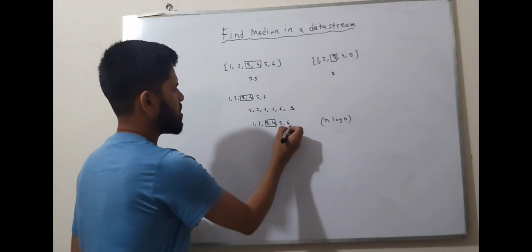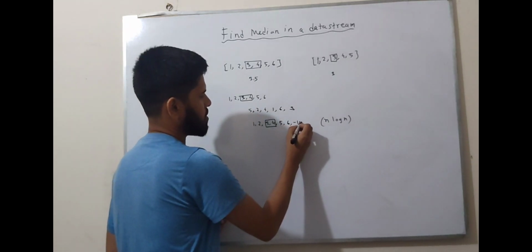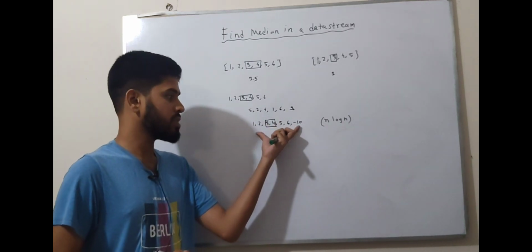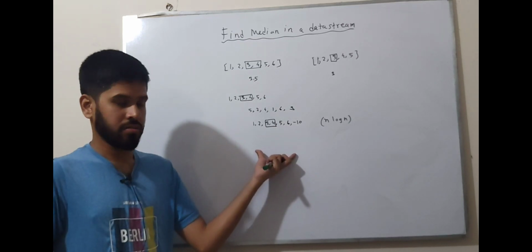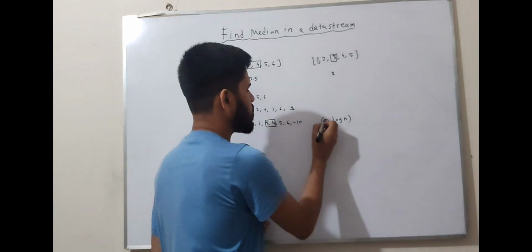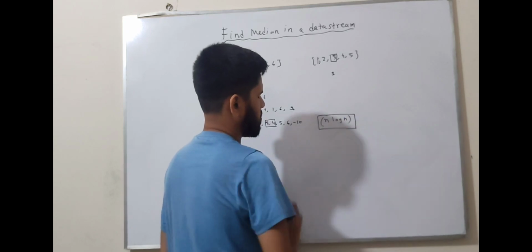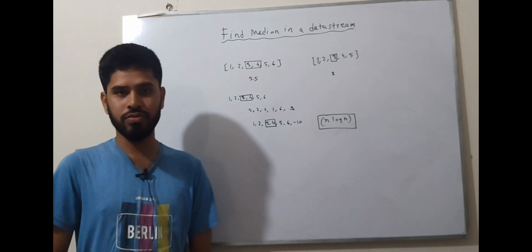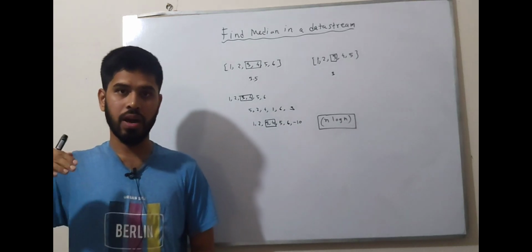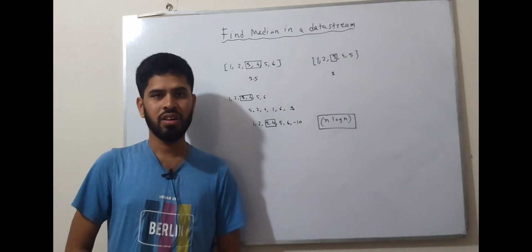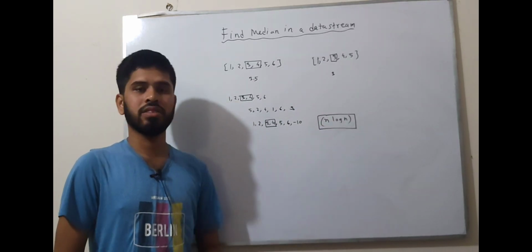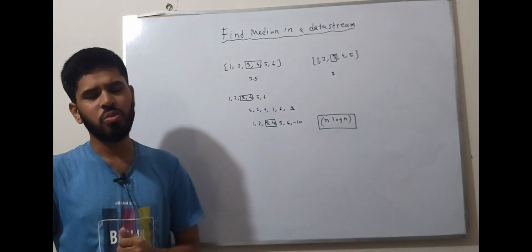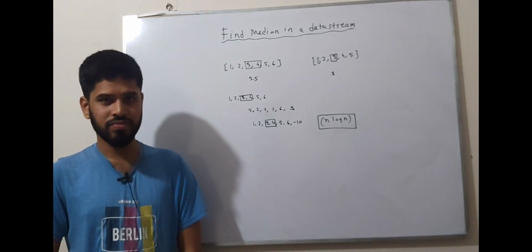If we add one more element here, let's assume we added minus 10. Now in order to find the median in this stream, we have to first sort it. So the sorting operation will take time complexity of n log n. Is this an efficient solution? If we have millions of median find operations after adding some number of elements, we'll always have n log n time complexity. That is not good. So what can we do? Can we do it better?